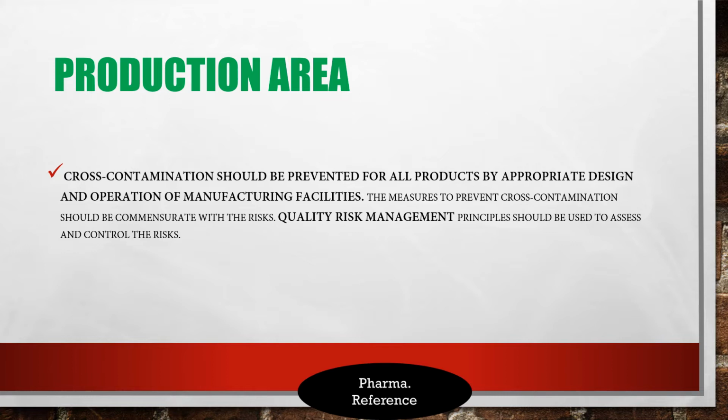Production area. Cross-contamination should be prevented for all products by appropriate design and operation of manufacturing facilities. The measures to prevent cross-contamination should be commensurate with the risk. Quality risk management principles should be used to assess and control the risks.